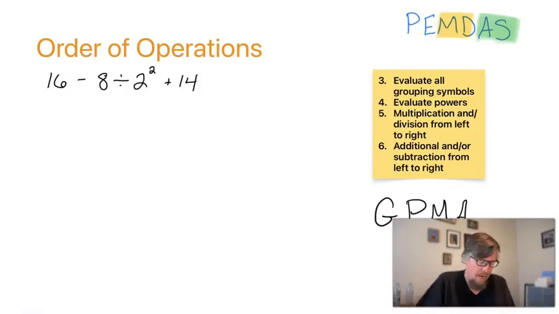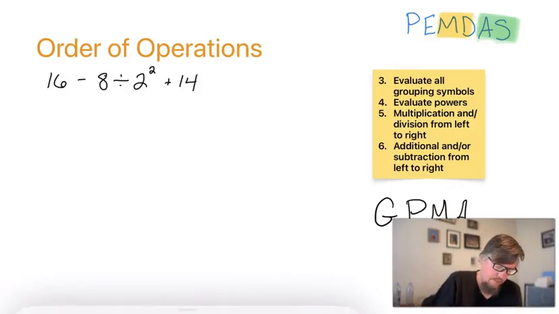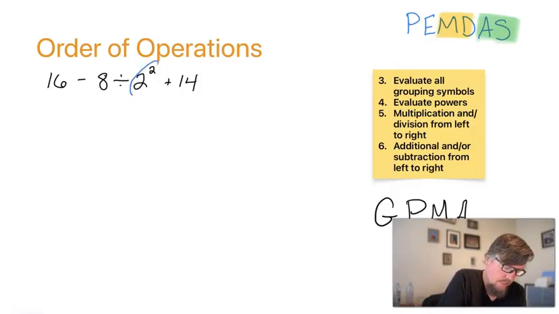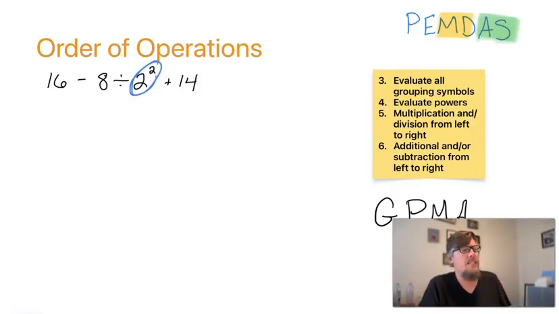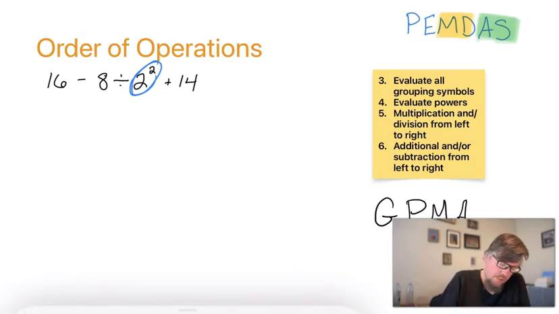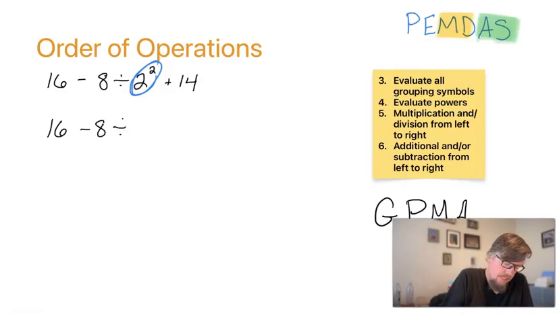Second thing is all of our powers. And for powers, we do have one right here. We've got 2 to the second power. That means 2 times 2. So after our first step, we've got 16 minus 8 divided by, and then 2 to the second power is going to be 4. 2 times 2 is 4, plus 14.